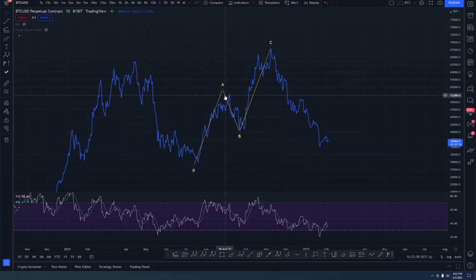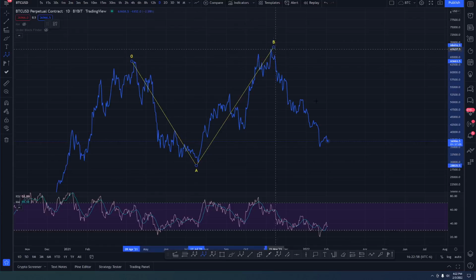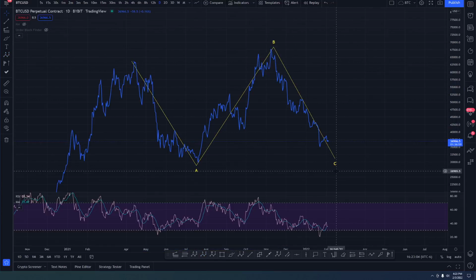A flat is counted as a 3-3-5, where you have three down, we got three up, we're looking for five down. So overall, we'd mark that as an A, a B, and a C. Okay. Now the C wave always gets five waves, and so we're asking the question: do we have five complete waves, or are there more waves to come? Well, I would say that it could be complete, or there could be more waves to come. Hard to tell, but let me show you what I'm seeing there.